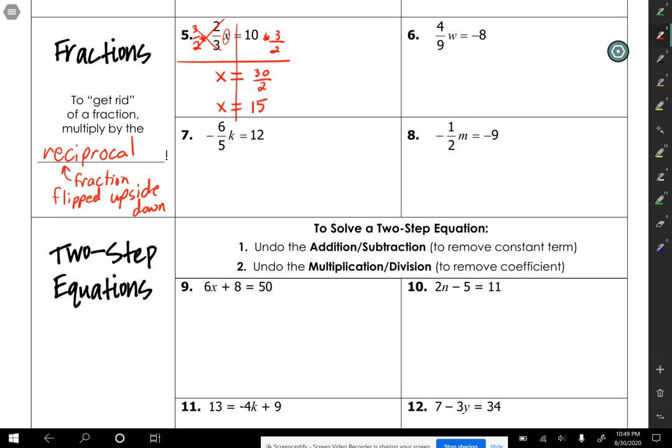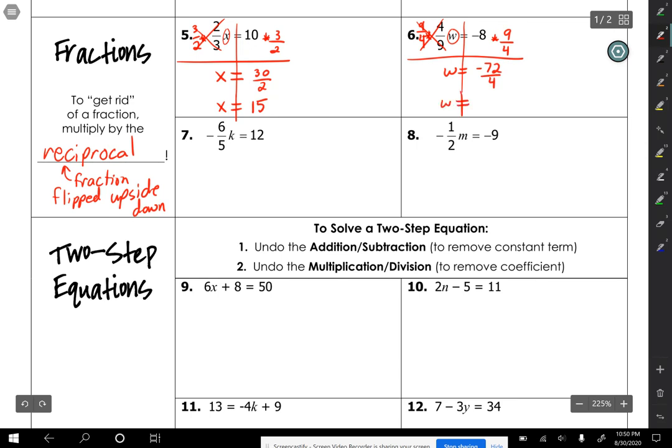Okay. Now, over here, same thing. We have 4/9 w equals -8. So to get w by itself, I want to multiply by 9/4 on both sides. Okay. Now over here, the 9's and the 4's are going to cancel out, leaving me with w equals -8 times 9 is -72 divided by 4. Simplify that fraction. -72 over 4 is -18.